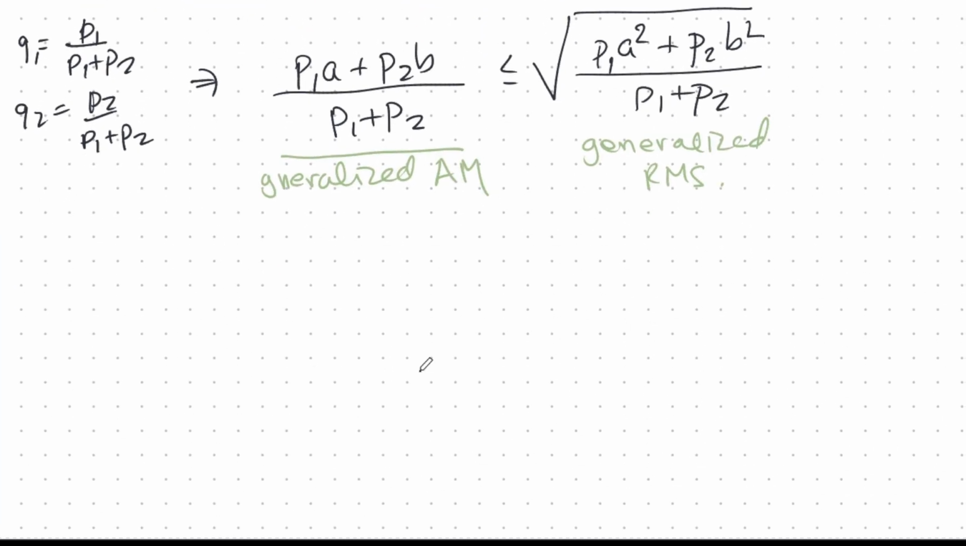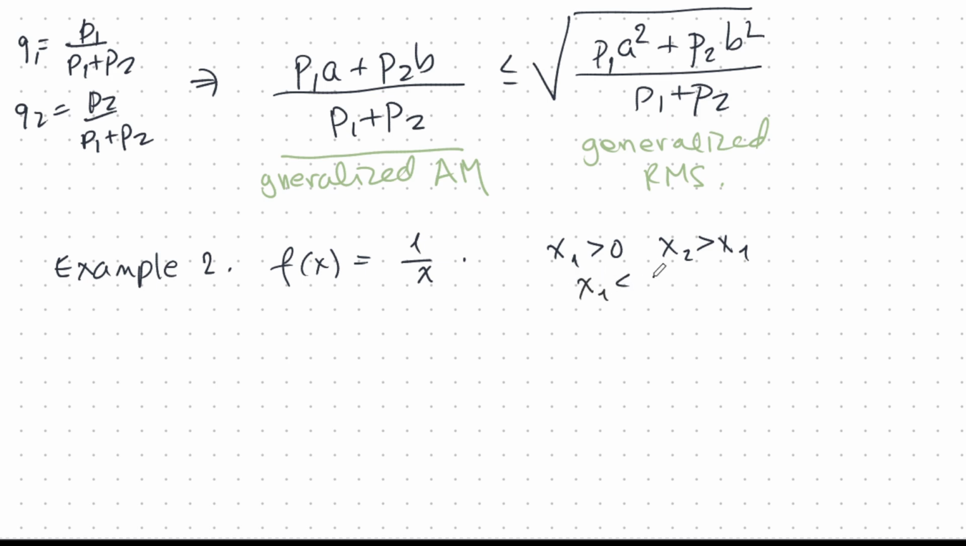Okay, let's try another example. f(x) = 1/x. If I take x1 greater than 0 and x2 greater than x1, and I form my domain, then all the points in this domain are convex. So this is a convex domain, and I choose a and b inside, and no problem. I have Jensen's inequality applying to this function now.